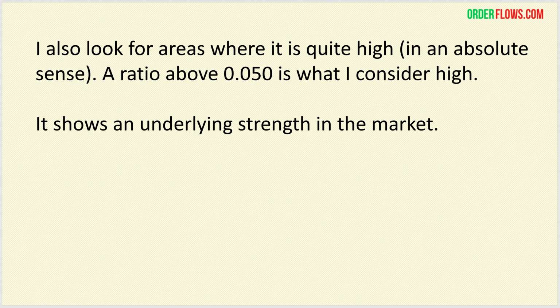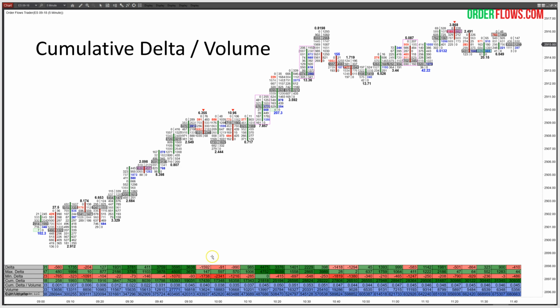But I also look for areas where it's quite high in an absolute sense, a ratio above 0.050 is what I consider high. So it could be negative 0.050 or positive 0.050. And it just tells me that there's underlying strength in that market. You can see here it's 0.50 right down here in the middle as we're going up. So it just tells me we're under a head of steam, so to speak.